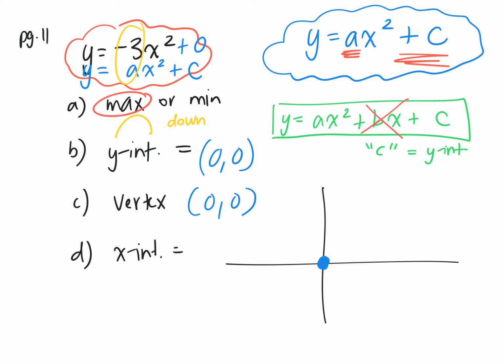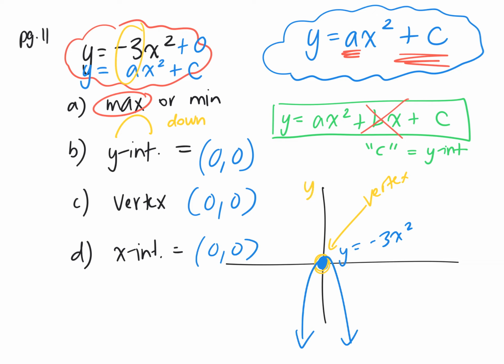If the y-intercept is here at 0, 0, well, where does the x-intercept have to be? Also at 0, 0, right? Because the parabola looks like this. It opens down, my bad. Negative 3x squared. The vertex is at 0, 0, the y-intercept is at 0, 0, and the x-intercept is at 0, 0. Once we start adding or subtracting a value at the end, then the vertex is going to change.